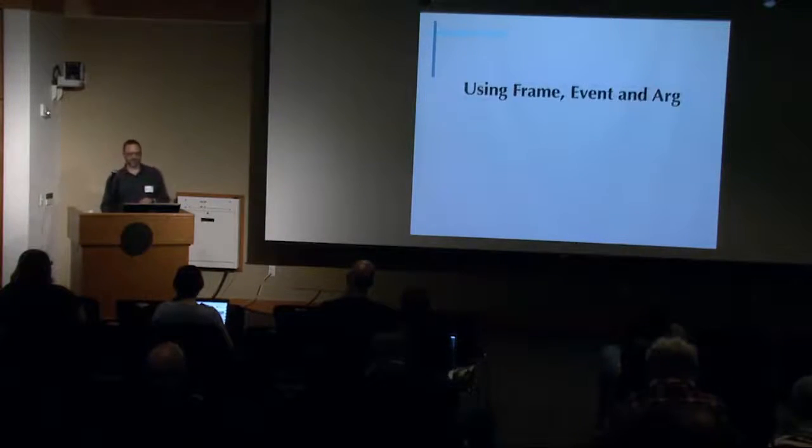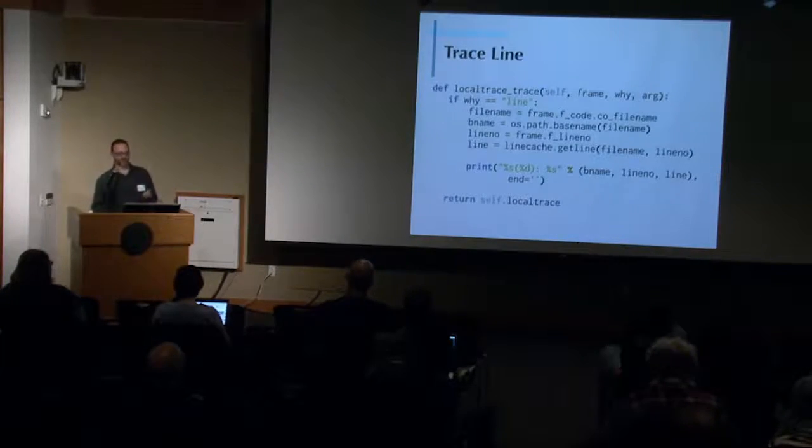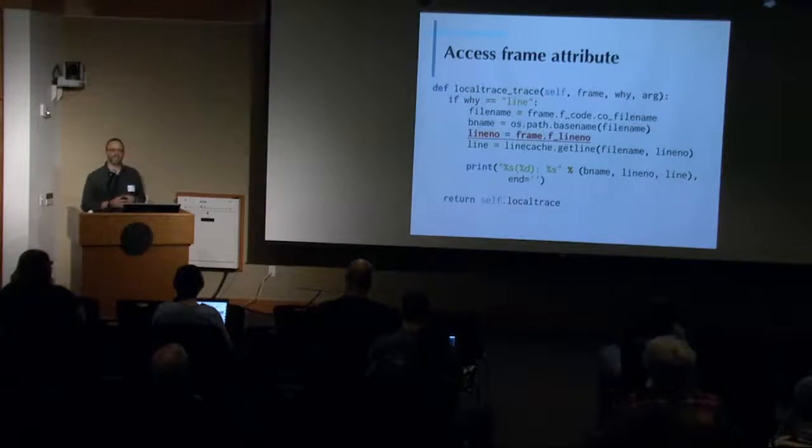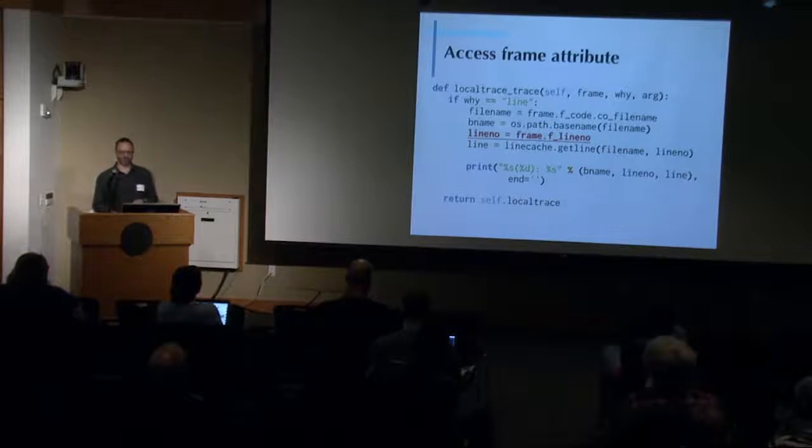Right? If we look back at this local trace method, we can see that it's checking what type of event it is and deciding whether to perform some action based on its line event or to just do nothing. You can see that it's pulling out data like what line number of code is being executed, right? And you can access that from the frame object.